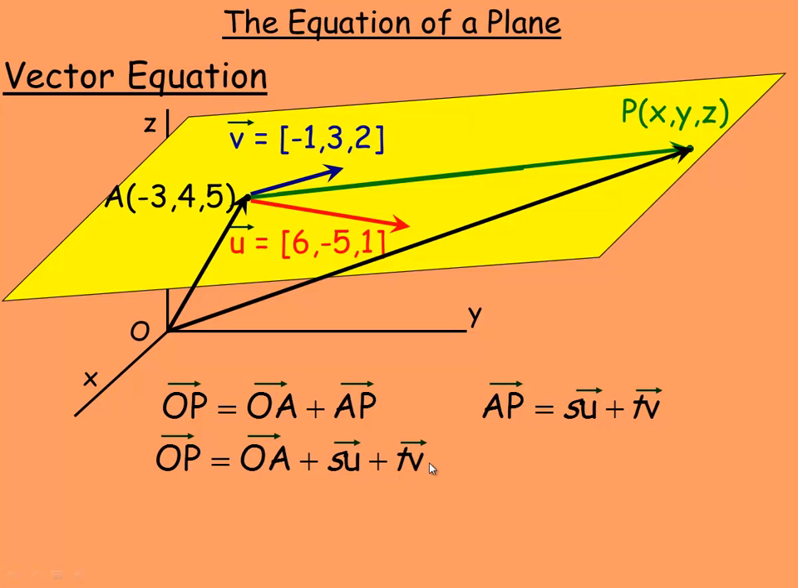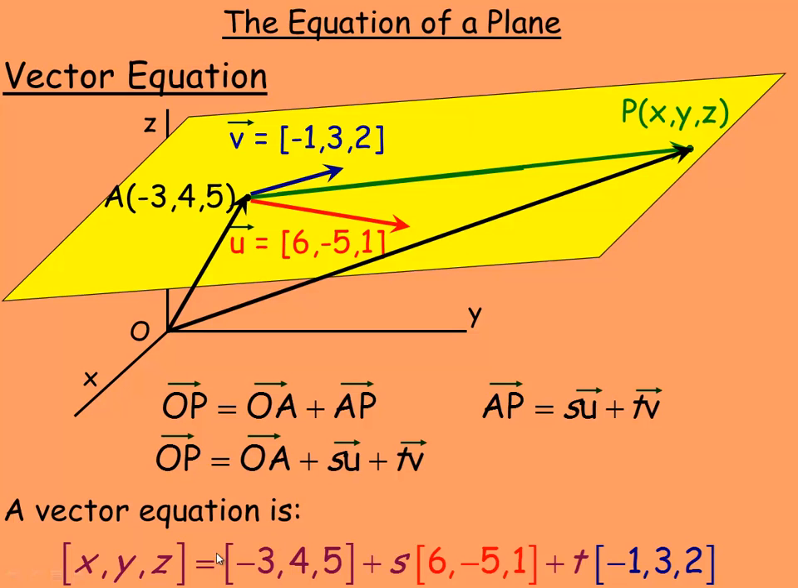And so this is in general what the structure of a vector equation looks like. This is just the structure. Now, OP is a vector that goes from the origin to this arbitrary point x, y, z. So this OP vector would be the vector x, y, z. Remember, when you find the vector between 2 points, you subtract the coordinates. So O, or the origin here, is 0, 0, 0. When you go x minus 0, y minus 0, z minus 0, then we would call that the vector x, y, z. OA is the vector -3, 4, 5 because it goes from the origin to the point -3, 4, 5. So that's OA. And then su plus tv. So s times vector u, which is a 6, -5, 1 vector, plus t times vector v, which is a -1, 3, 2 vector. So that's what a vector equation looks like.